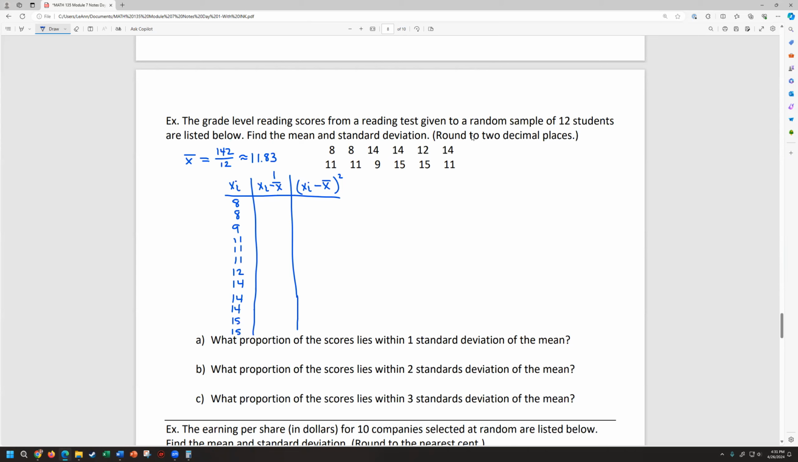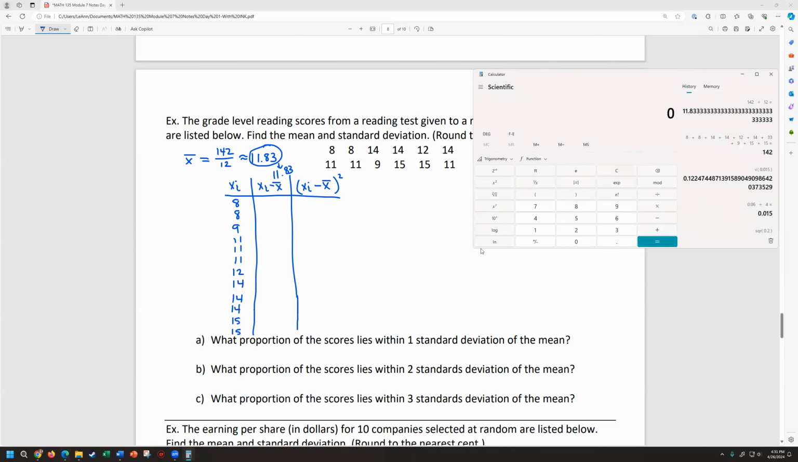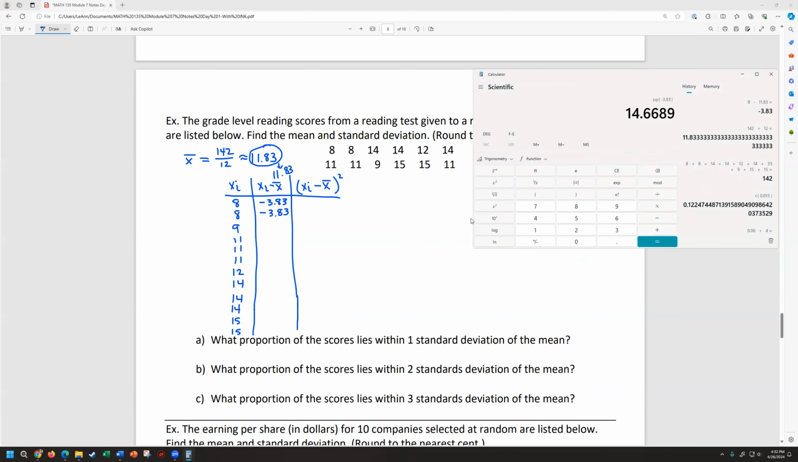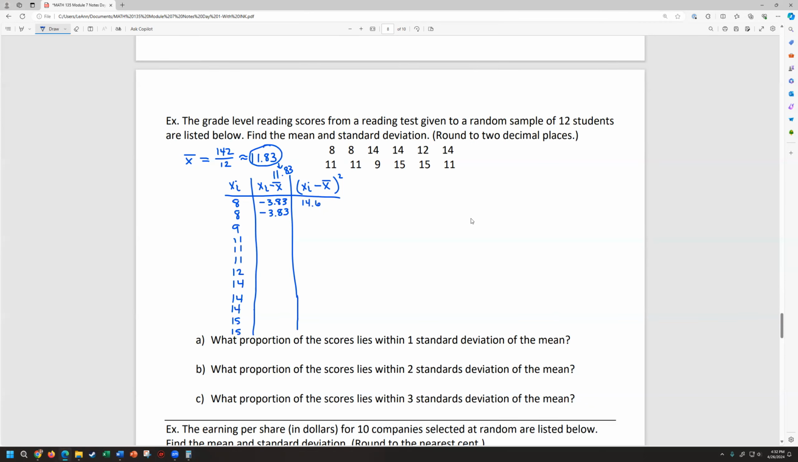Okay, now remember, we're subtracting 11.83. That's our mean from each of these. So there's the mean we found. When we go to do our item, we'll do item minus 11.83. So 8 minus 11.83 is a negative 3.83. I'm going to write that for both of the 8s. It's true for both of them. Then I square it. Notice it turns into 14.6689. So that's going to be true for both of those.